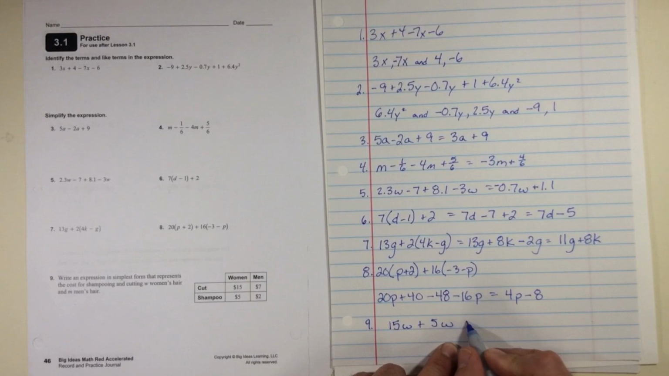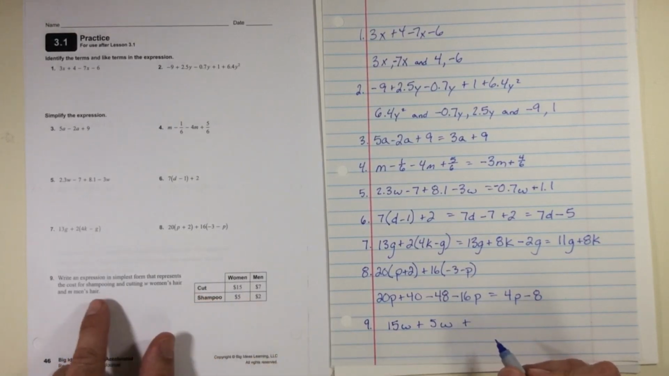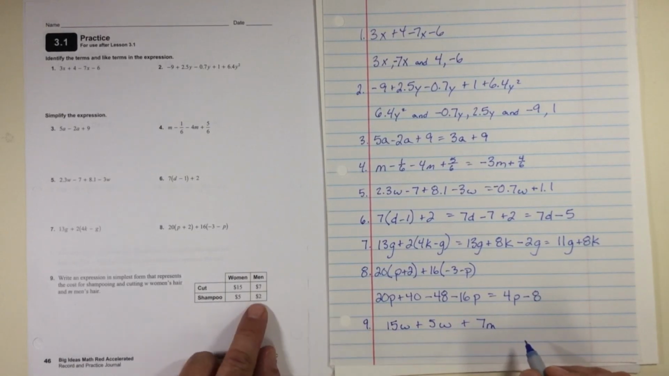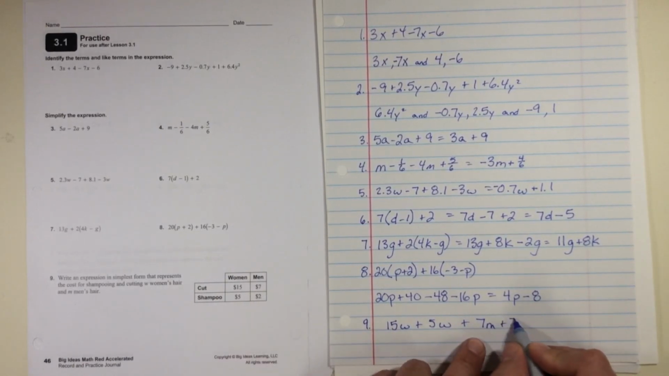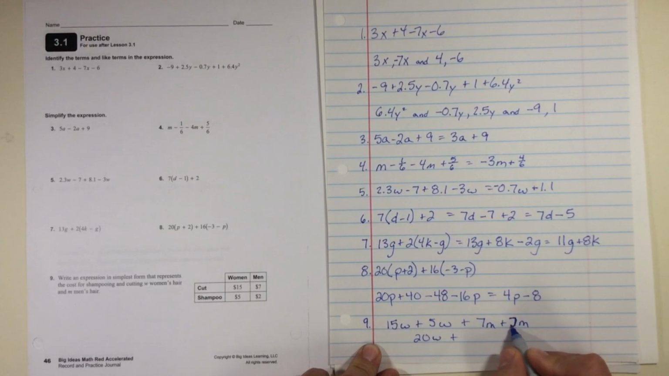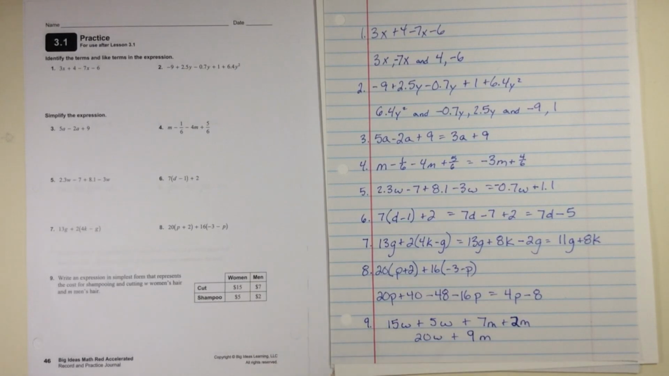And then we have to add to that, for the men, 7 times M, however many came in, and 2 times M for however many came in. If I simplify these, I get 20W plus, that was supposed to be a 2, plus 9M. 20W plus 9M.